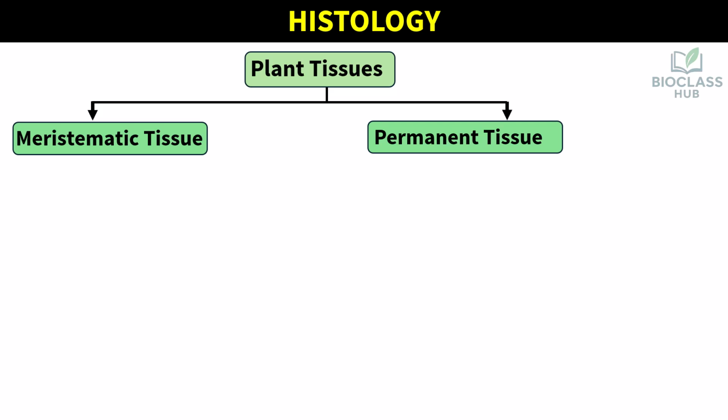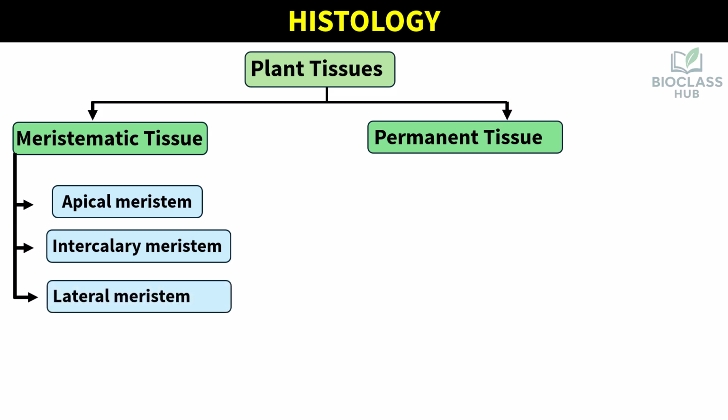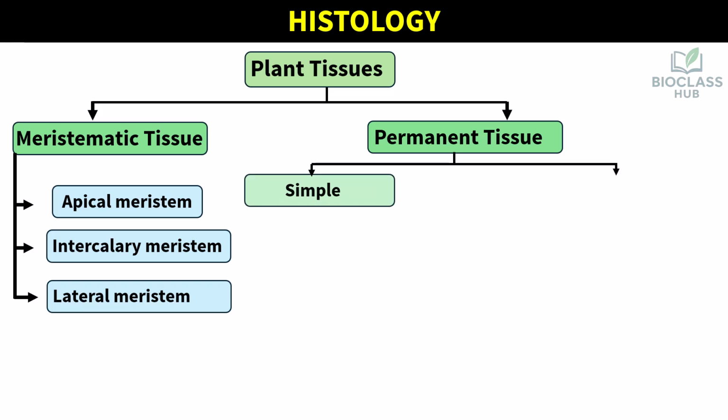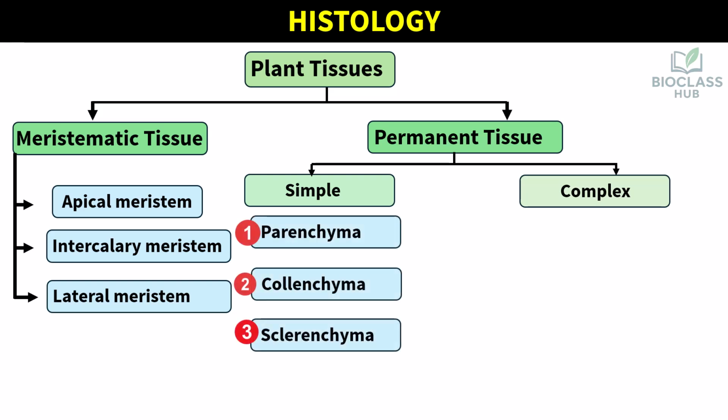Watch my lesson on growth and development in plants. There are mainly three: apical meristem, intercalary meristem, and lateral meristem. Permanent tissues are categorized into simple and complex tissues. Simple tissues are usually made up of only one type of cell. They include parenchyma tissue, collenchyma, and sclerenchyma.